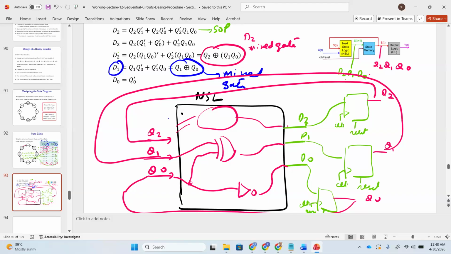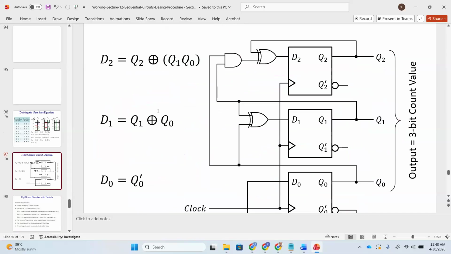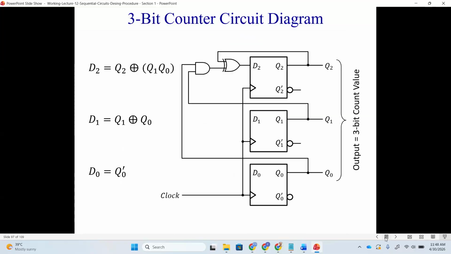Okay, now if you look here, this is the final diagram. Can you see here? This is actually the output. This is the whole output. So basically, can you see here?